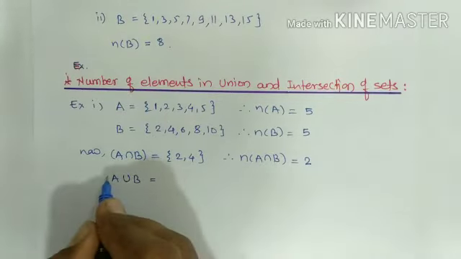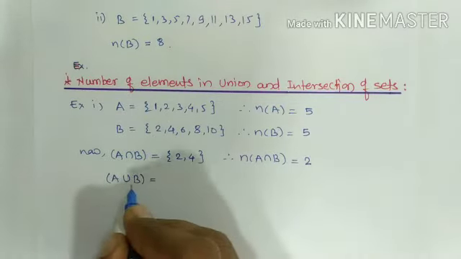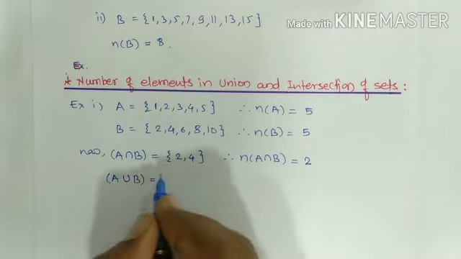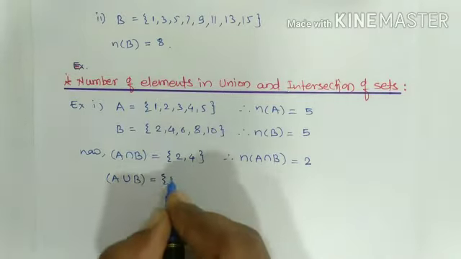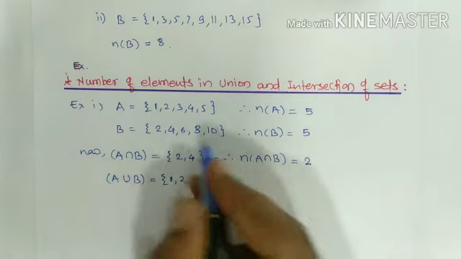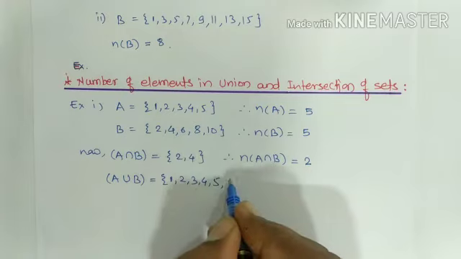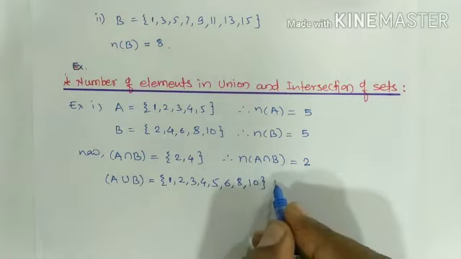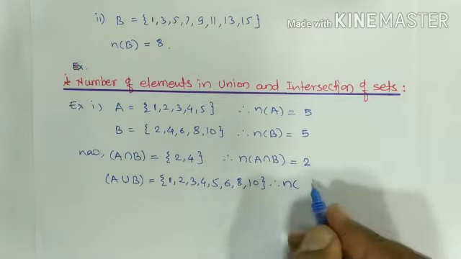Now we find A union B. Here A union B is the set of all elements in sets A and B. So here we write 1, 2, 3, 4, 5, and the remaining elements in set B are 6, 8, 10. Then how many elements are in this set A union B?